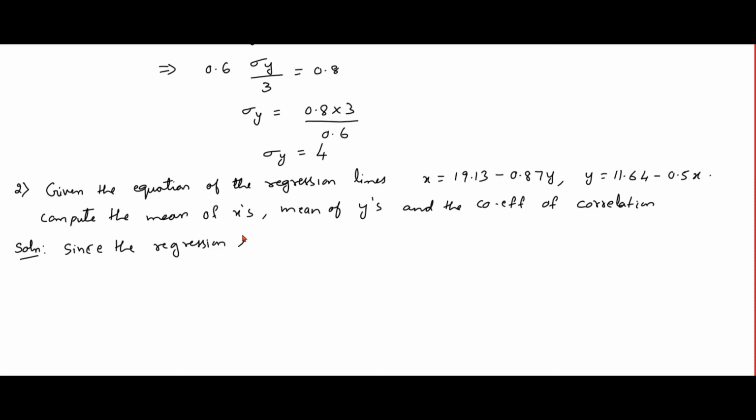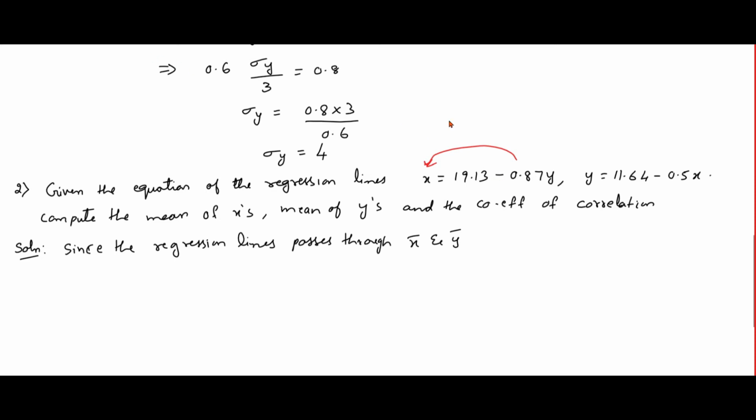since the regression lines pass through the mean x bar and y bar, in the first equation I'll replace x by x bar and y by y bar. I will write it in the form of x and y on one side and the constant on the other side, because it will be easy for us to calculate the values of x bar and y bar. That's why we express it with x and y on one side and the constant on the other.